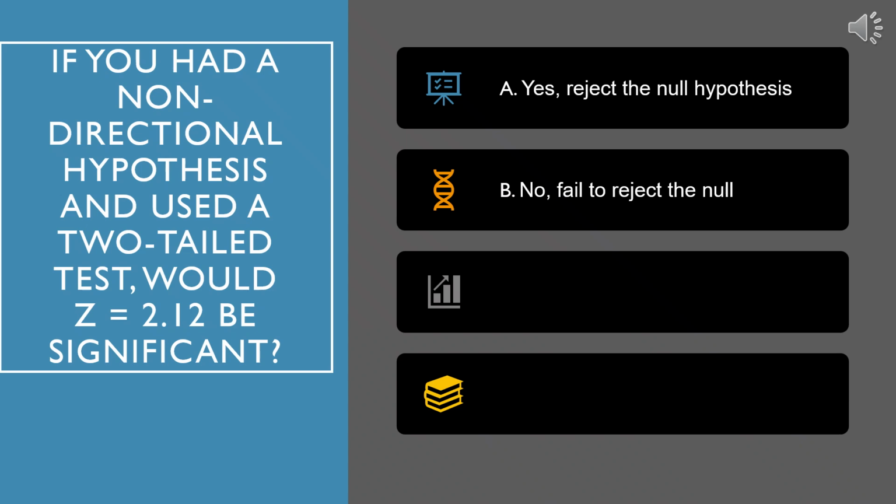So the previous hypothesis was that we think CU Boulder students are more stressed than the population, which is a directional hypothesis. Let's pretend like we actually made a non-directional hypothesis that CU Boulder students just have a different amount of stress than the population, but we don't know in which way. So if we make a non-directional hypothesis like that, we're going to use a two-tailed test.